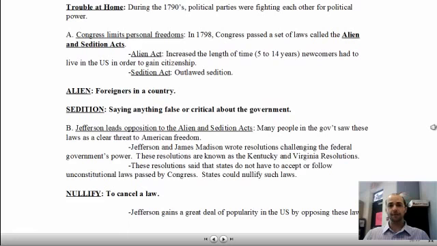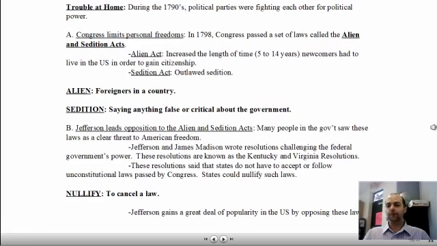Jefferson and Madison wrote resolutions challenging the federal government's power. They said, hey, we have the First Amendment that says no laws will limit speech, be it sedition or not. And so the two resolutions that he and Madison wrote are known as the Kentucky and Virginia resolutions. These resolutions said that the states do not have to accept or follow unconstitutional laws passed by Congress. States could nullify or cancel such laws.